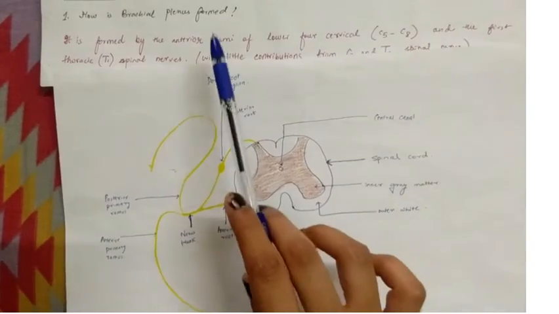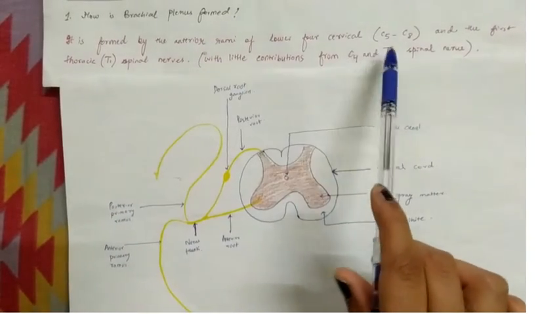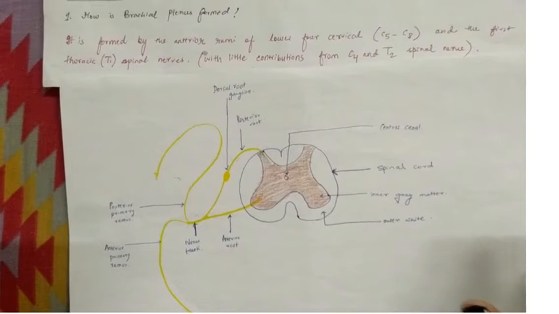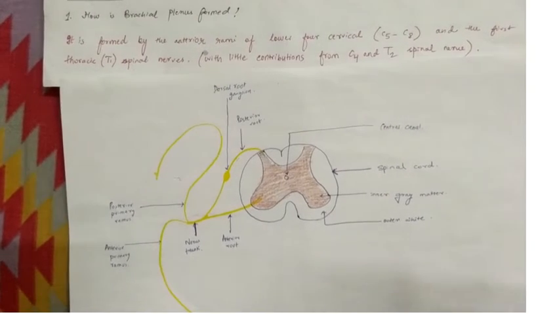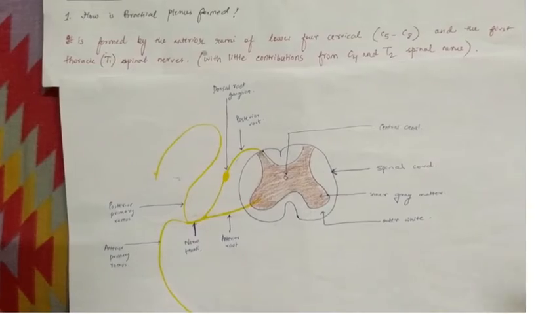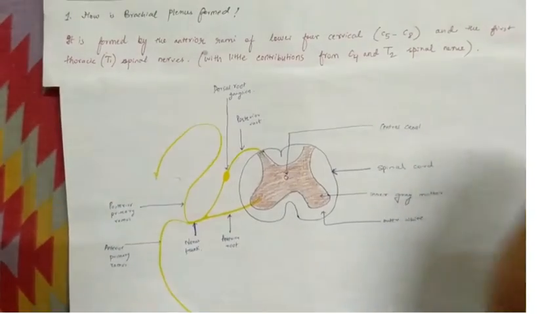Now, at the end I have written that there are little contributions from C4 and T2 spinal nerves. Normally, contributions come from C5 to T1 spinal segments. But if C4 also participates, then we call it prefixed. And if the T2 spinal nerve contributes to the formation of the brachial plexus, we say it is postfixed. So I hope this line is now clear to you.